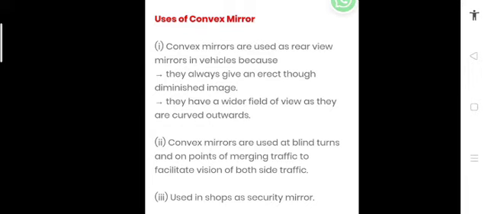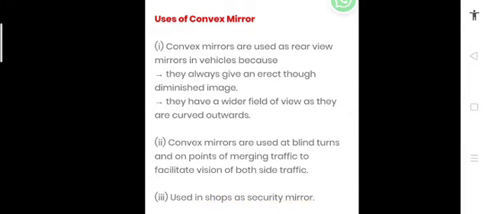Clear? The second use is that convex mirrors are used at blind turns and at points of merging traffic. Generally at blind turns, where we cannot see what is coming from ahead or whether any other object is coming, or at a very crowded area, we use a convex mirror. So convex mirrors are used at blind turns and used in shops as security mirrors.